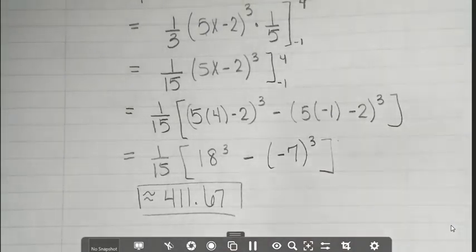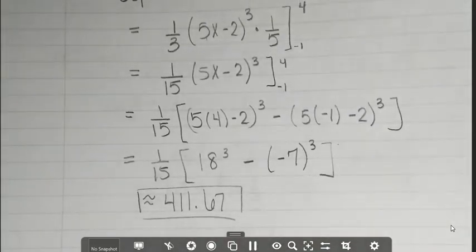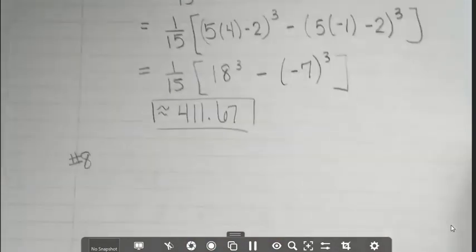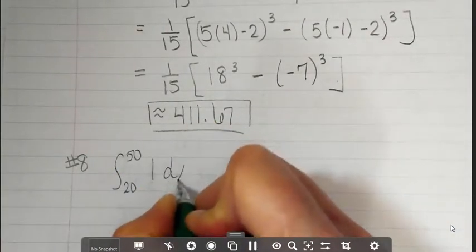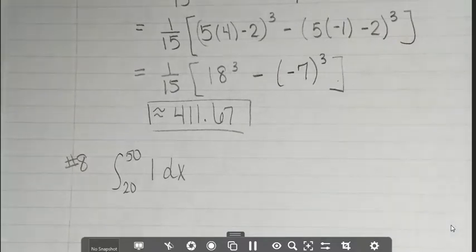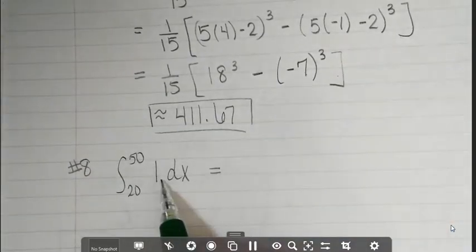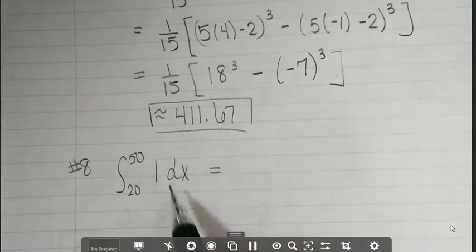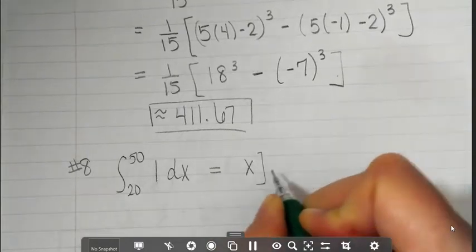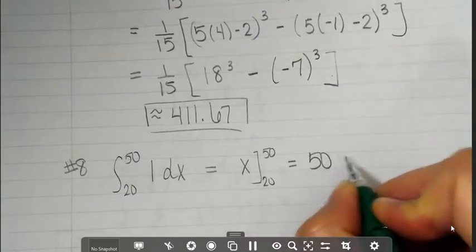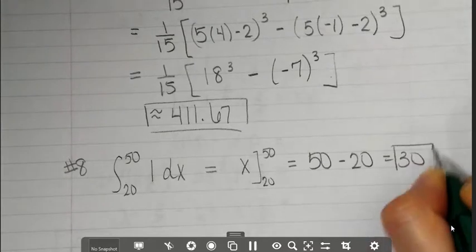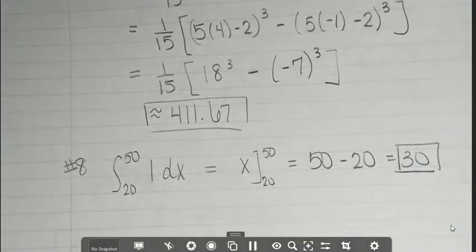All right, let's do another one. How about 8? Let's see, do I have 8 on here? So I'm going to evaluate from 20 to 50, 1 dx. Well, this really becomes the antiderivative of 1 dx. What did I take the derivative of to get 1? It was just x. And now I need to evaluate it from 20 to 50. So basically that just gives me 50 minus 20 equals 30. So I just took up one line with that because that was pretty short.